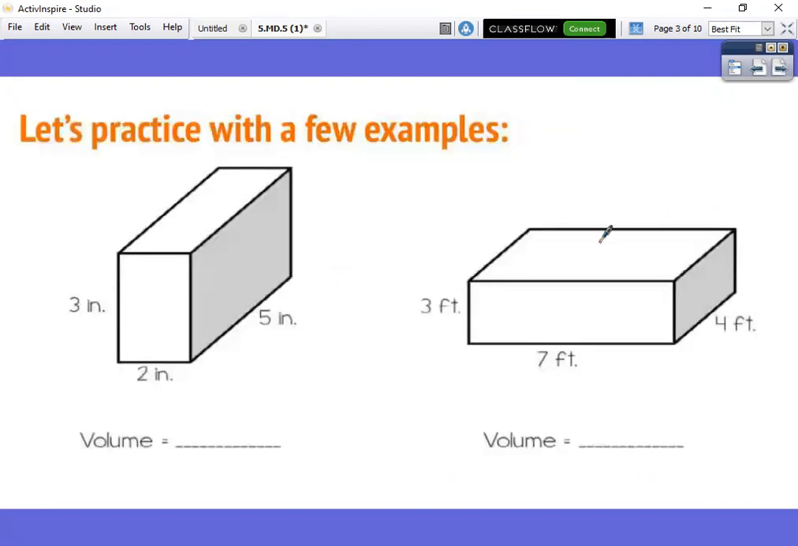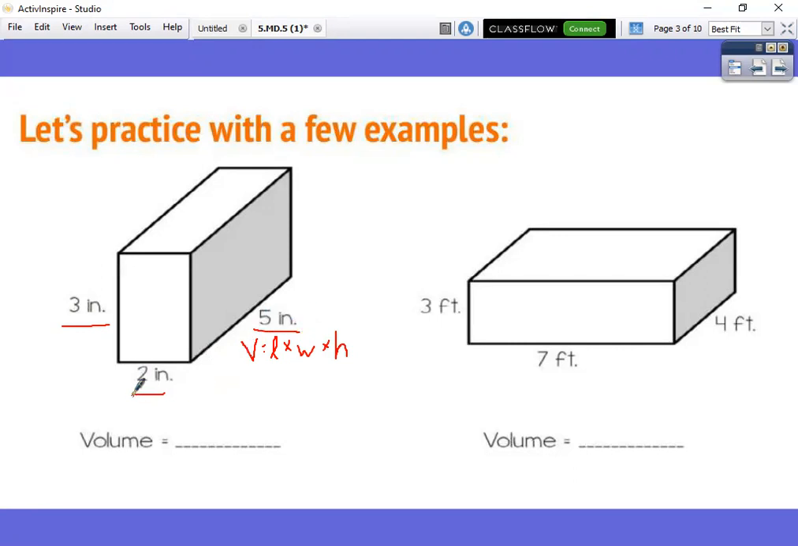So let's practice with a few examples. The first thing we want to do anytime we're trying to find the volume is write down our volume formula. I'm going to use the formula volume equals length times width times height, because if I look at my model, I see I have all three of those dimensions. So this would be the best formula to use.